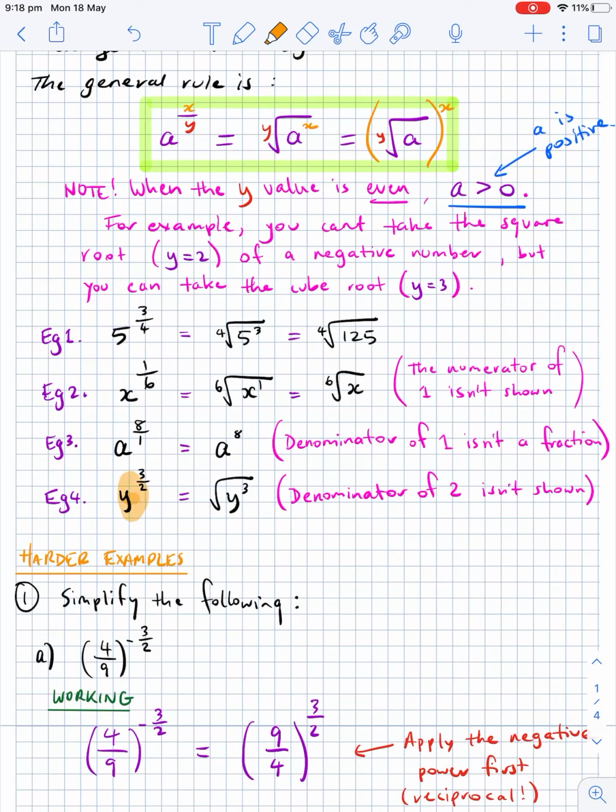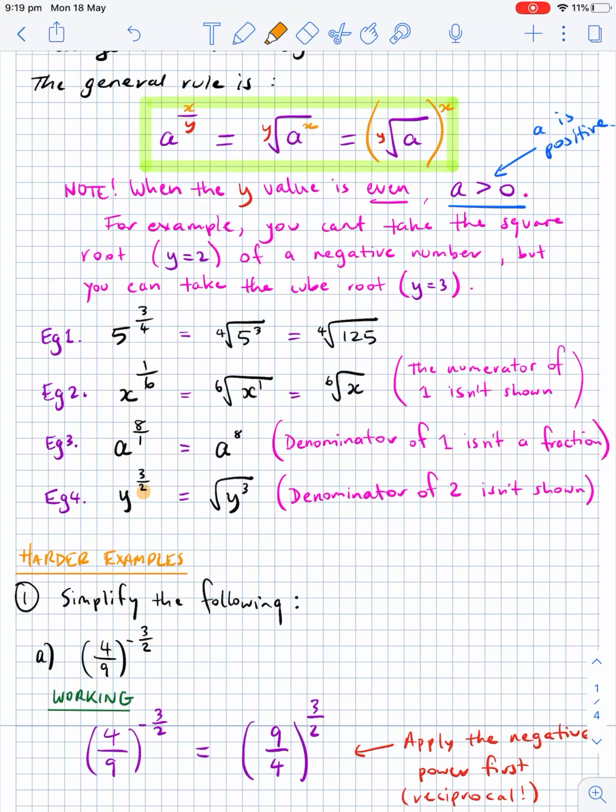This one here, y to the power of 3 over 2. The 3 definitely still powers the y, but the denominator of 2 doesn't have to be shown because this root sign, if it doesn't have a number here, is implying that it's a 2. So we could choose to put a 2 right there, but there'd be no point. It's actually simpler if we don't show it.